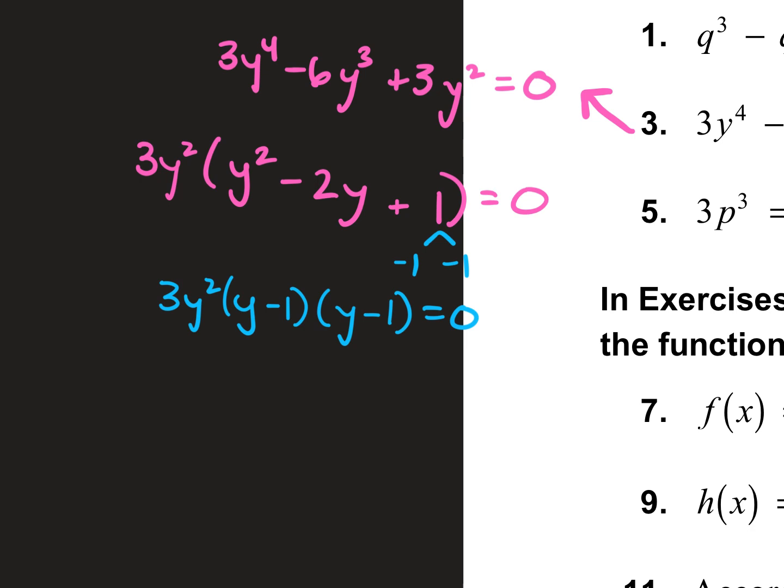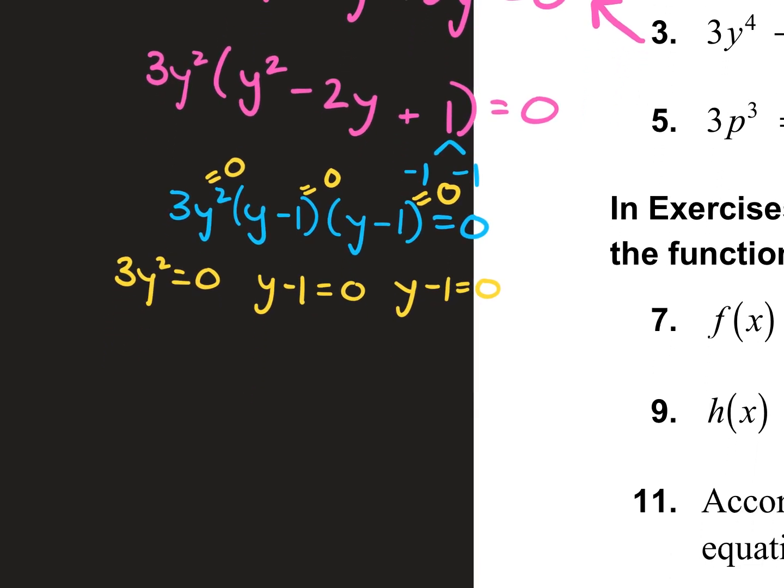Set each one equal to 0. So don't forget the GCF needs to be set equal to 0. y minus 1 is equal to 0, and y minus 1 equals 0. So 3y squared equals 0, y minus 1 equals 0, and y minus 1 equals 0. So let's solve the first one. 3y squared equals 0. What would we do? Divide by 3. What's 0 divided by 3? 0. So y squared equals 0.